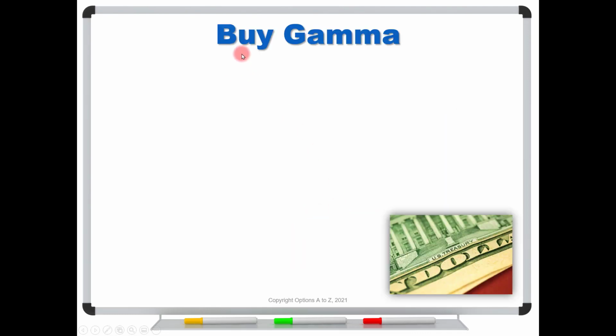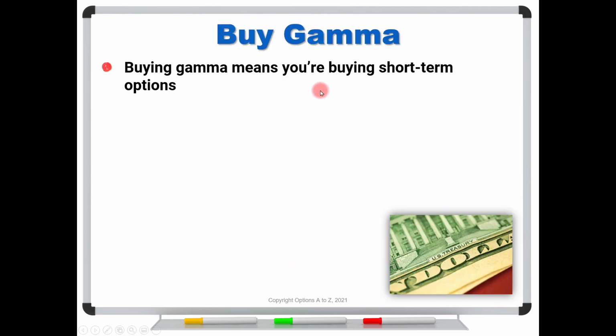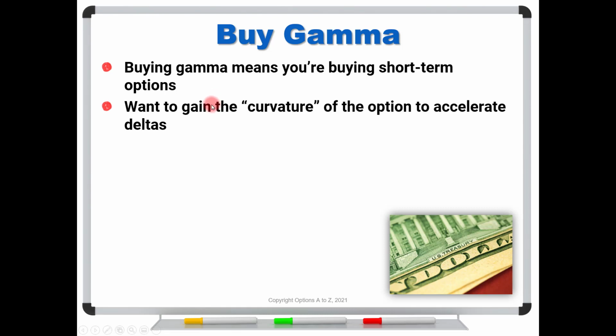So again, what it means when we are buying gamma is that you are buying short-term options, usually very close to at the money. And you want to gain the curvature of the option to accelerate those deltas. So that's really all it means when you hear somebody talking about buying gamma.